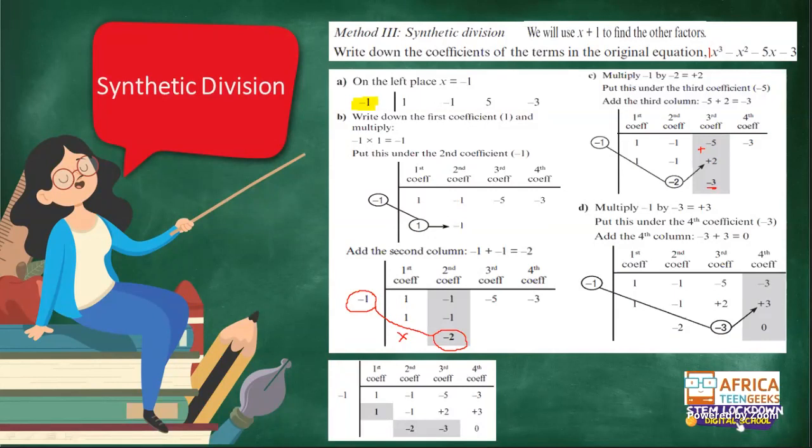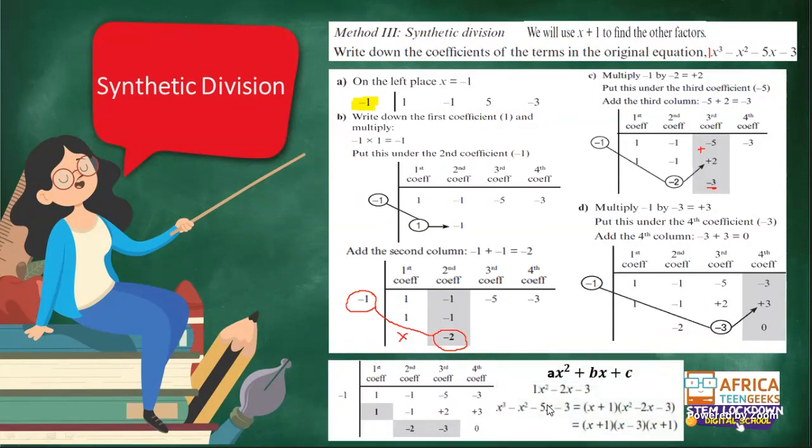So these numbers that are highlighted, remember we're looking for something to multiply x plus 1 with, then that's how you get your second term. So you will simply have your x plus 1, which is your factor, with the root -1, and then you will have x squared. So this is 1, x squared, and then your b is -2, and then your c is -3. So it's still the same answer, but using different methods.